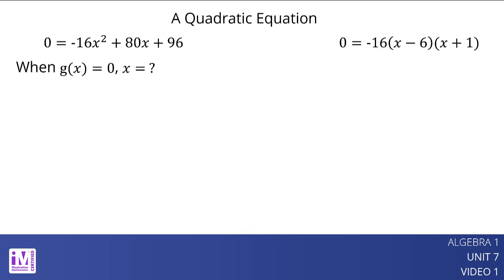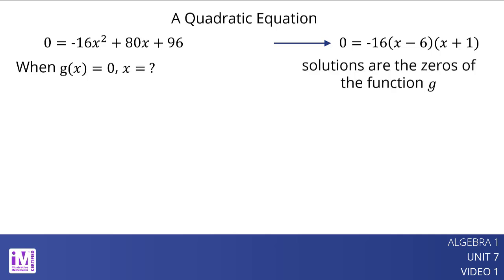Let's look at the factored equation. Can we find the solutions to 0 equals negative 16 times the quantity x minus 6 times the quantity x plus 1? Earlier, we learned that the zeros of a quadratic function can be identified when the expression defining the function is in factored form. The solutions to 0 equals negative 16 times the quantity x minus 6 times the quantity x plus 1 are the zeros of function g, so this form may be more helpful.